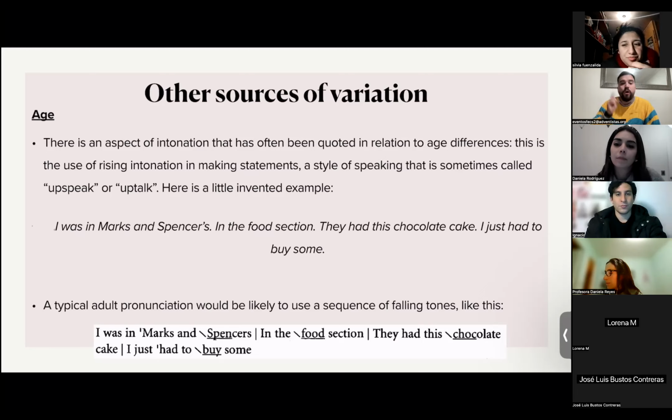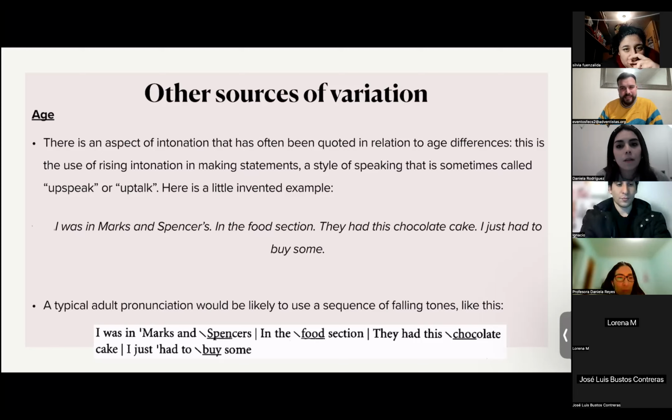So a typical older pronunciation will be likely to use a sequence of falling tones. Based on the rules, it's described that a typical older pronunciation will be likely to use a sequence of falling tones and not rising tones. All right. Well, we have that example there. Who wants to give it a try? That's not that hard. It's pretty easy. Practice. Lore? Okay, go.